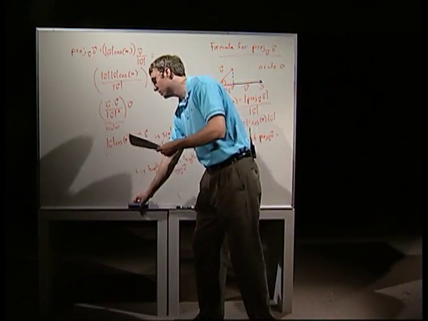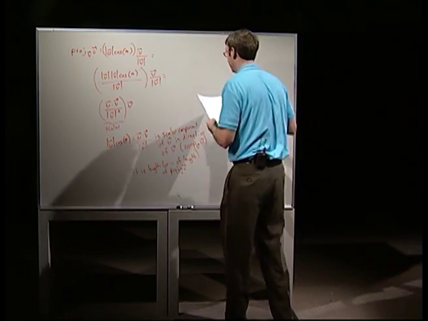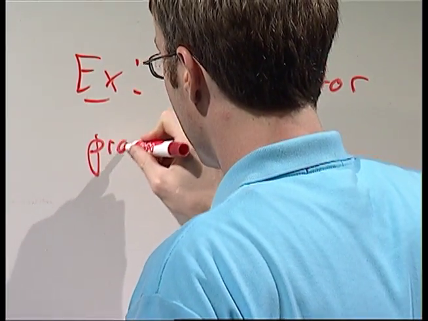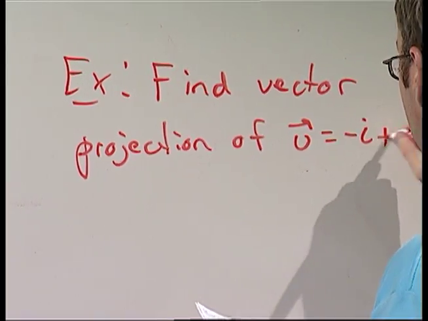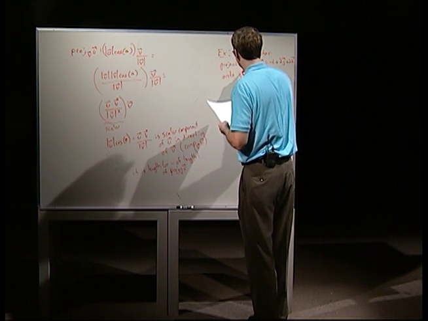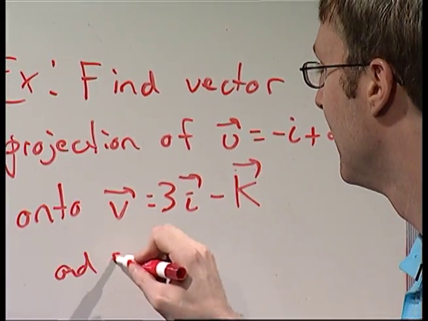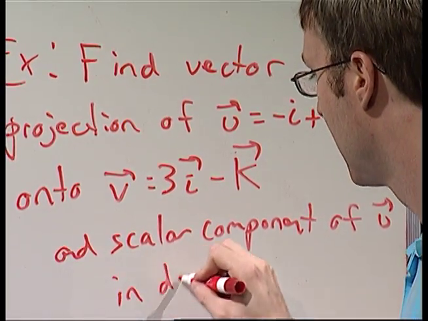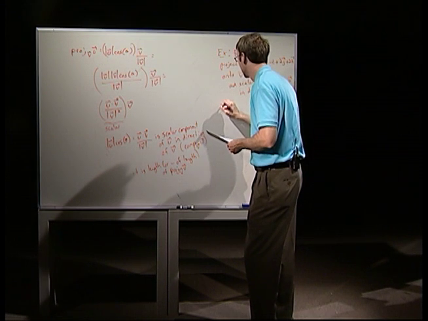Okay, so maybe let's do an example here briefly of this. So example, let's find the vector projection of minus i plus 2j plus 2k onto 3i minus k, and the scalar component of u in the direction of v. Okay. So we have formulas now.